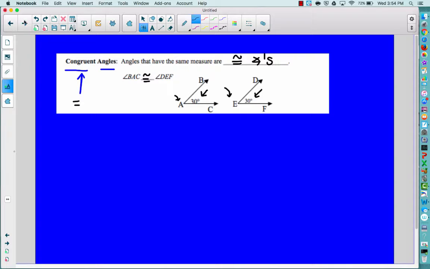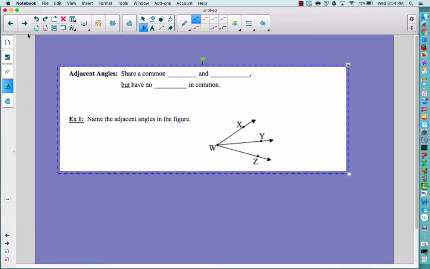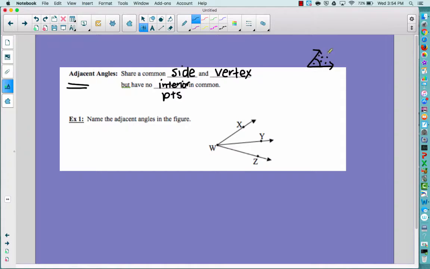Okay? Another term we can use with angles is adjacent angles. Adjacent angles share a common side and vertex, but have no interior points in common. Okay. So interior points are points inside the angle, like here. Anything inside the angle, anywhere up here. These are all interior points, okay?